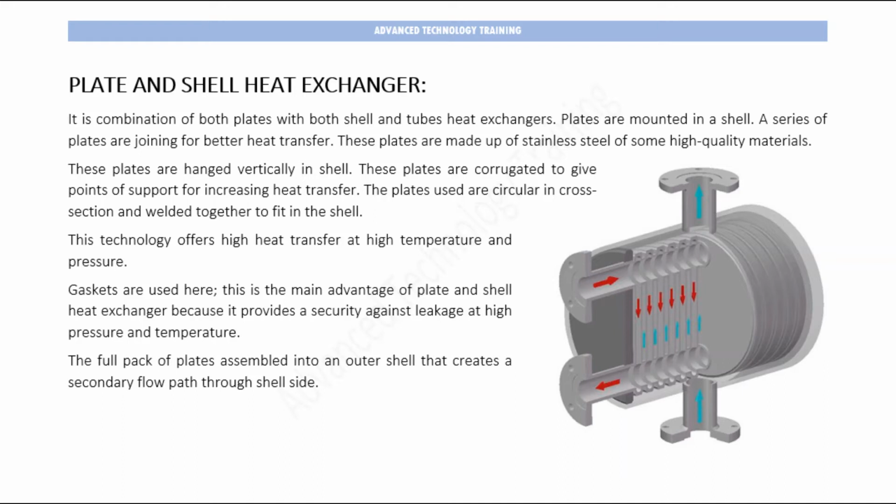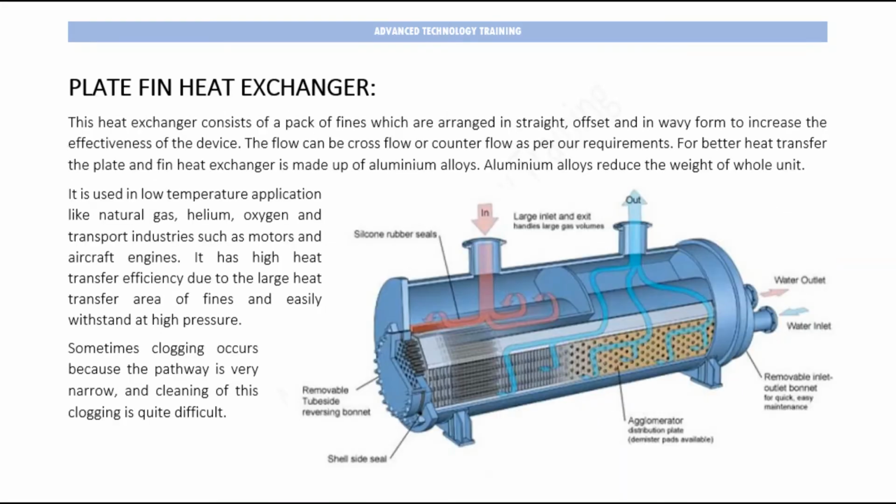The plates used are circular in cross-section and welded together to fit in the shell. This technology offers high heat transfer at high temperature and pressure. Gaskets are not used here. This is the main advantage of the plate and shell heat exchanger, because it provides security against leakage at high pressure and temperature. The full pack of plates is assembled into an outer shell that creates a secondary flow path through the shell side.